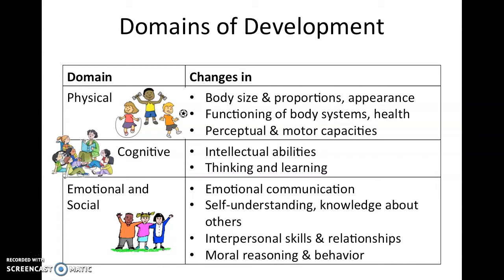Another way researchers organize developmental information is to break it down into the 3 major domains: physical, cognitive, and emotional and social. Physical domain includes changes in the body, health and nutrition, and perceptual and motor abilities. Cognitive development includes intellectual abilities such as thinking and learning skills. Emotional and social development includes intrapersonal and interpersonal development, so the understanding of self and relationships with others.